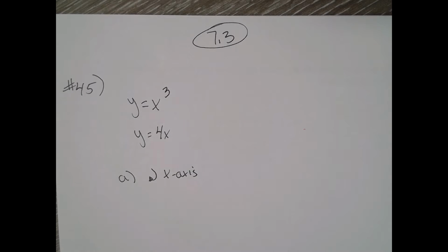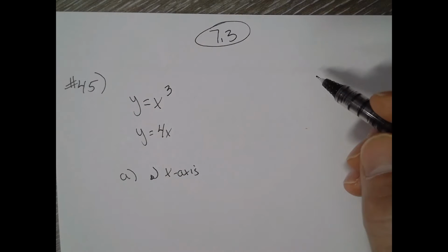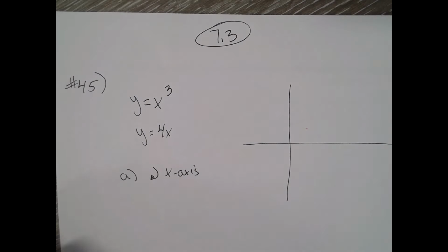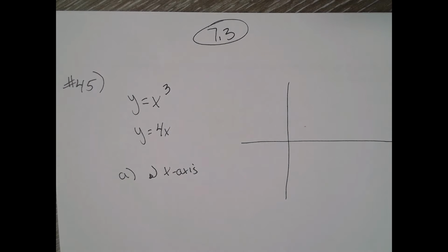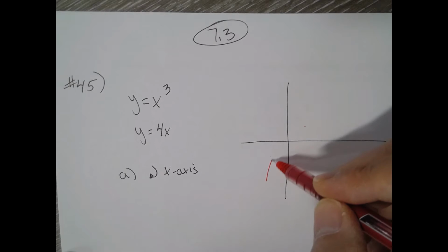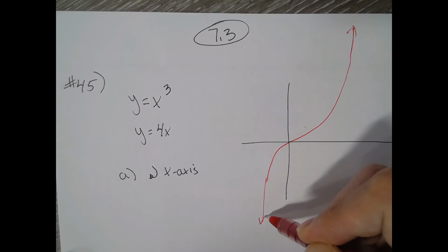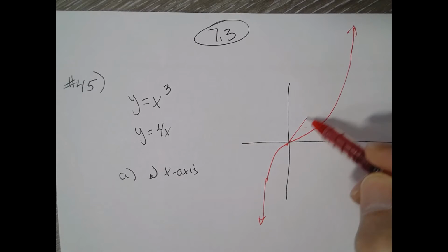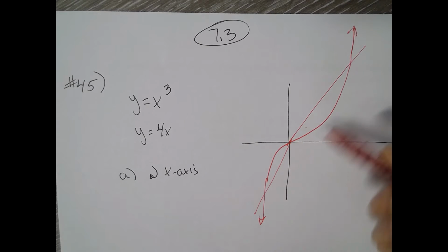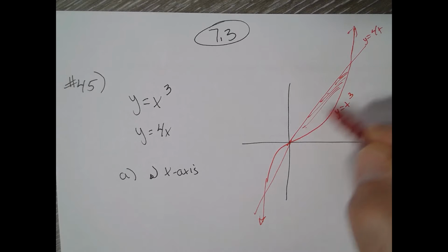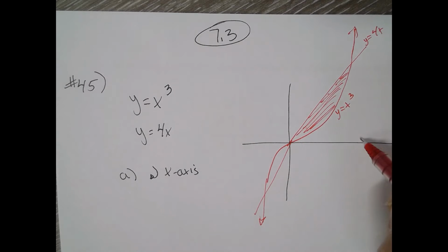So they don't specify what technique to use here, so we'll try to figure out what might work best for us. So y equals x cubed, and then y equals 4x, it's going to hit somewhere up here. It's not really drawn very symmetrically, but this is y equals 4x, and this is y equals x cubed. And we're going to go around the x-axis to begin with.